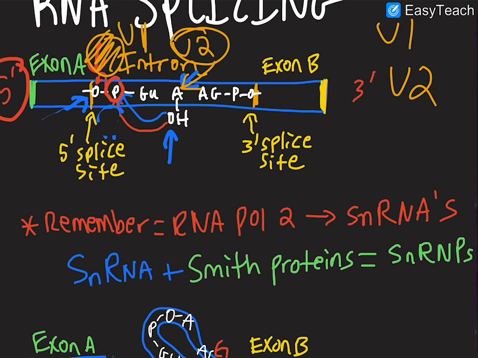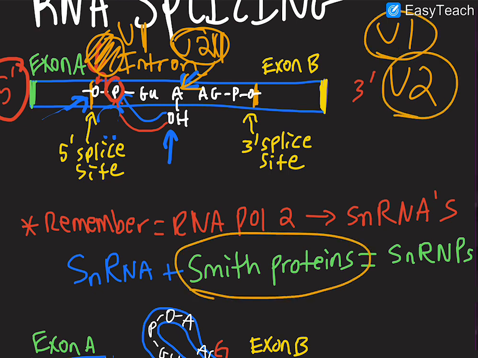So without these proteins, it's going to be very hard to do the splicing process. So remember U1 SNRPs and remember U2 SNRPs. Remember Smith proteins also, because in the video after this, we're going to go over the clinical relevance to all this. All right, so see you guys there.